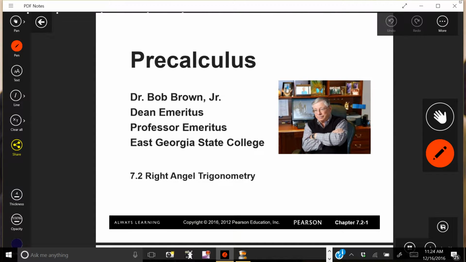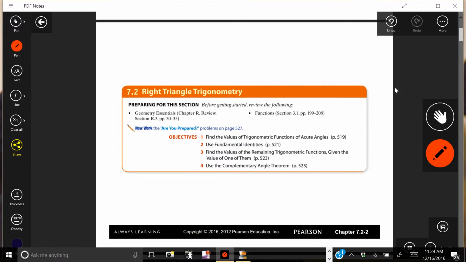In this lesson, we're going to get into section 7.2 on right angle trigonometry. These are some of the things we're going to cover. We're going to define and then learn how to determine the values of trigonometric functions of acute angles. Now, I think we've already said that an acute angle is less than 90 degrees. So a right angle triangle is obviously going to have a right angle that's 90 degrees, and the other two angles are going to be acute angles that are less than 90 degrees.